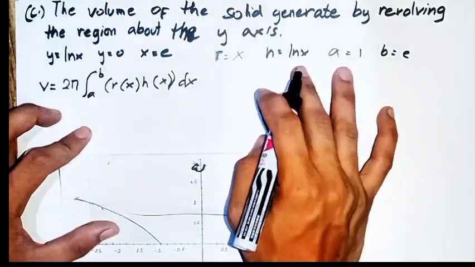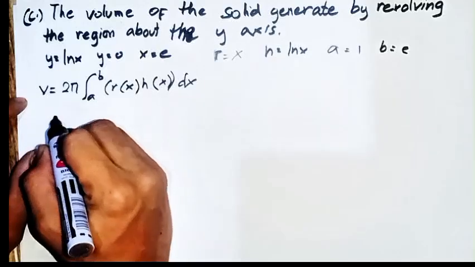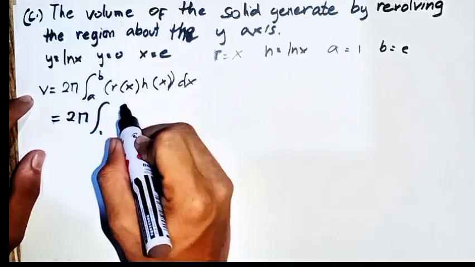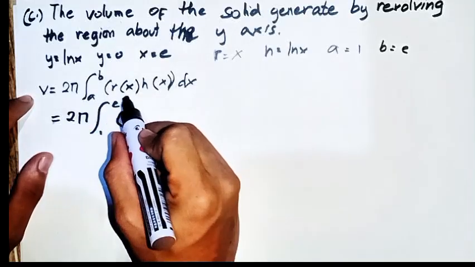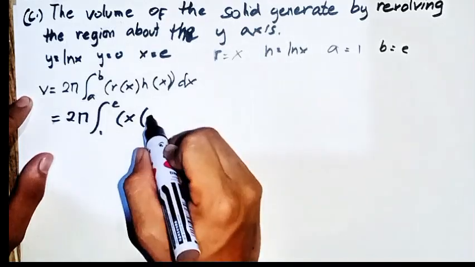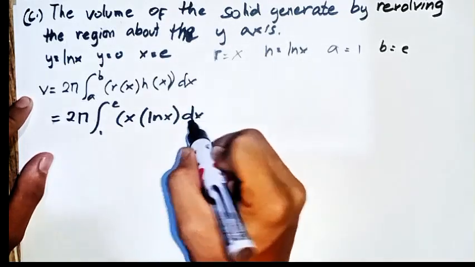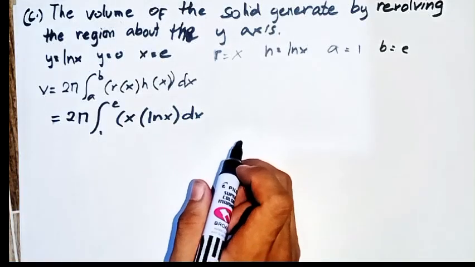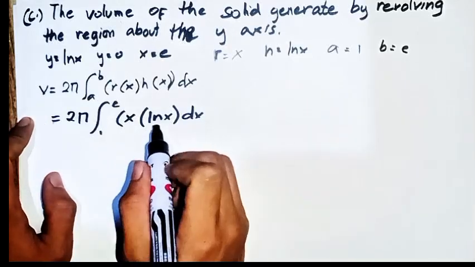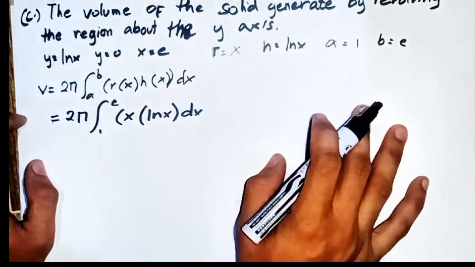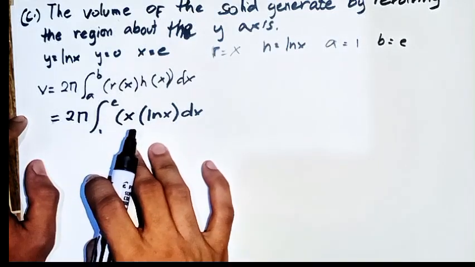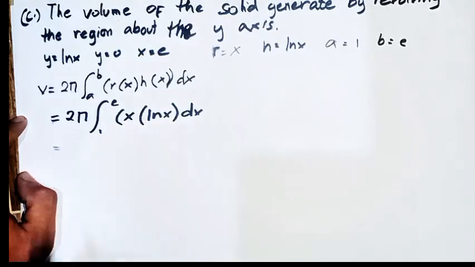Now let's substitute this into our problem. V is equal to 2 pi, integral from 1 to e, of r(x), which is x, our radius, times the height, which is ln x, dx. Since we have already substituted, let's integrate. How are we going to integrate this one? To integrate this, let us use integration by parts.